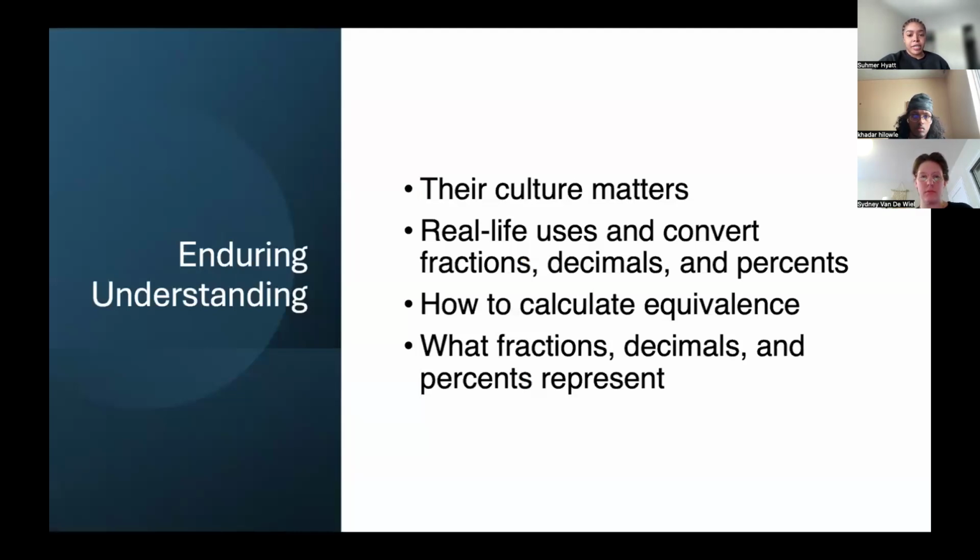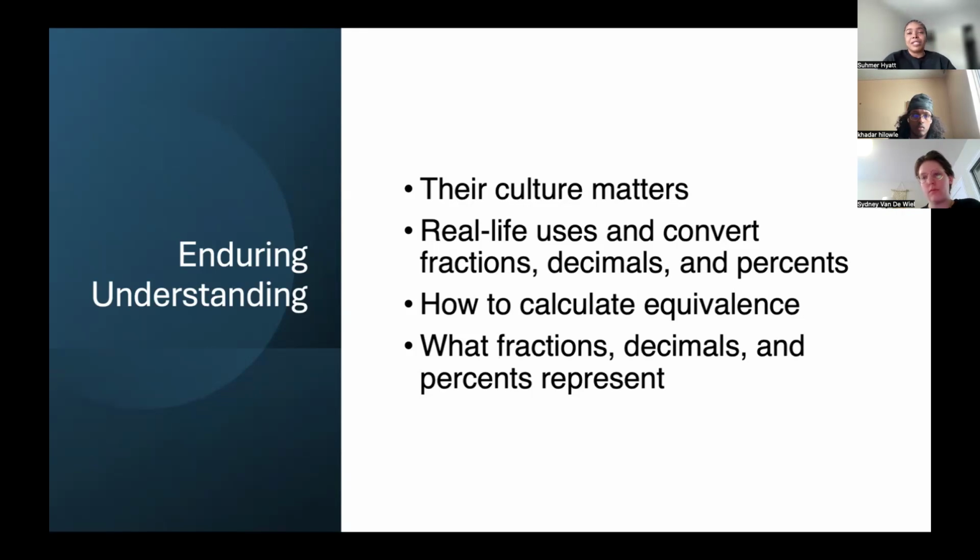For enduring understanding, I want my students to understand that their cultures, their identities, and their ways of knowing matter. I find that in math, it's very hard to incorporate culturally relevant pedagogy, but if you find ways to incorporate their pop culture or their food or their clothes, it tends to stick with students a lot better. I found that they engaged most during moments where their culture or things that actually interested them were talked about. I want them to know that fractions, decimals, and percentages do have real life relevance.